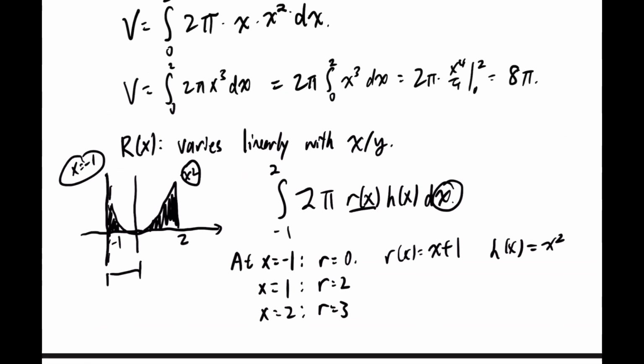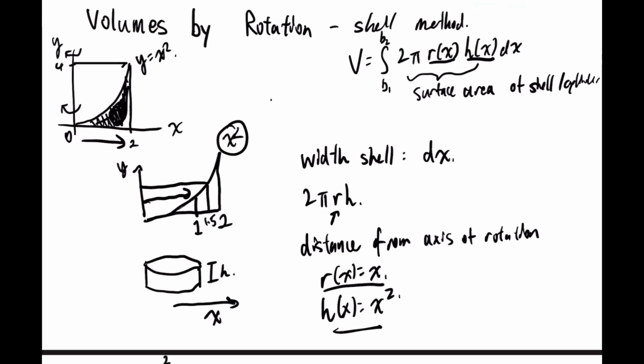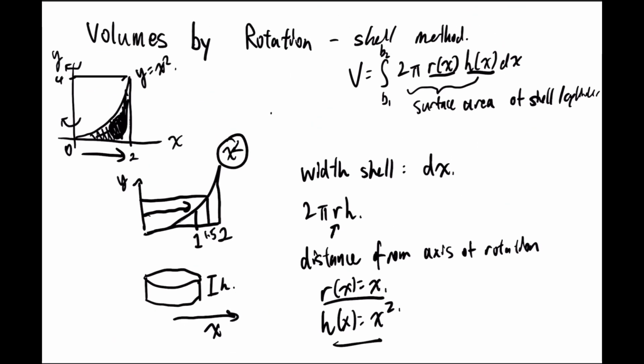So these are the two methods for doing volumes by rotation. You have the disk and washer and the shell method. They both utilize areas in their integrands, except the shell method uses surface area, whereas the disk and washer method uses the area of a circle. I think generally most people would find the disk and washer method more intuitive, as it's more related to the Riemann sums that they've been taught at the start of Calc 1.